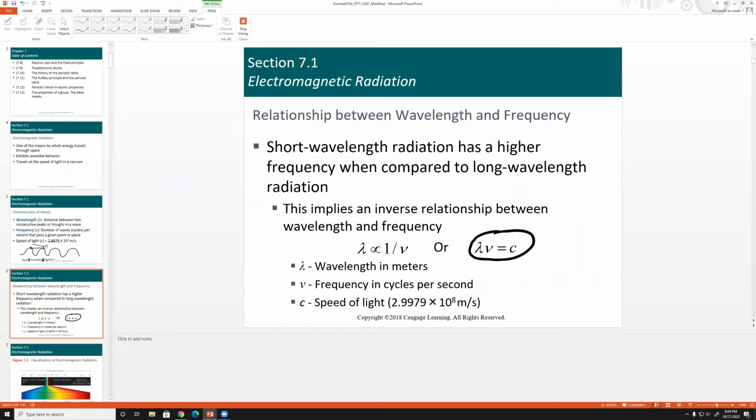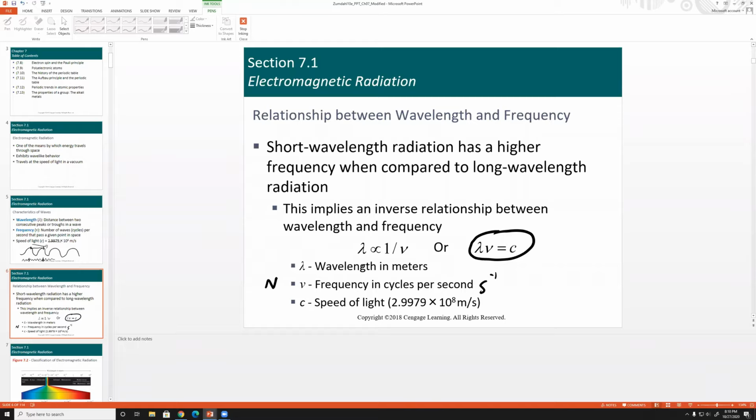This v is not really v, it's nu. This is the lowercase Greek letter nu. Capital Nu is just a big N. So this means frequency, and it's measured in cycles per second. So it's not speed, it's not meters per second, it's just cycles per second. So how many of the waves go through per second? The unit is actually seconds to the -1.